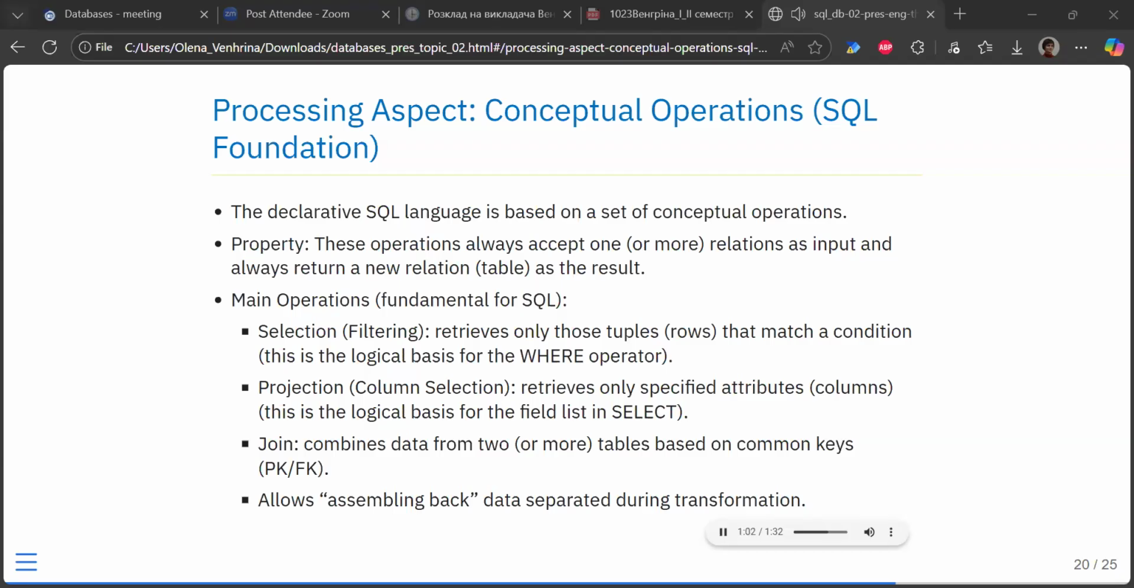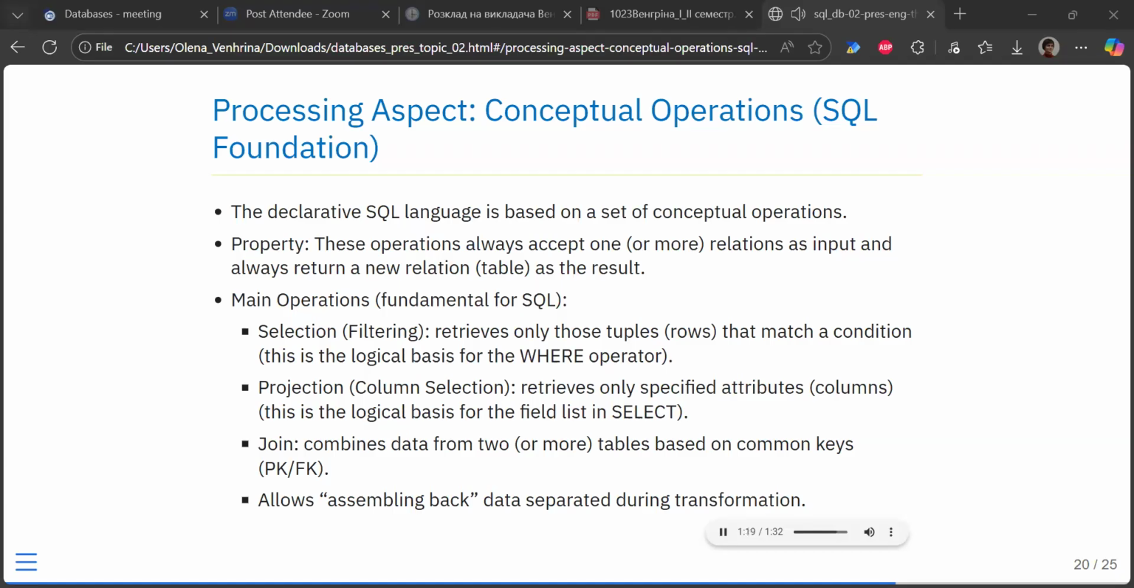And the third, most important for understanding the model, is join. This is exactly the mechanism that allows us to assemble back that complete picture of data that we deliberately divided into many tables while performing transformation rules. This is an operation that combines tables by their keys.